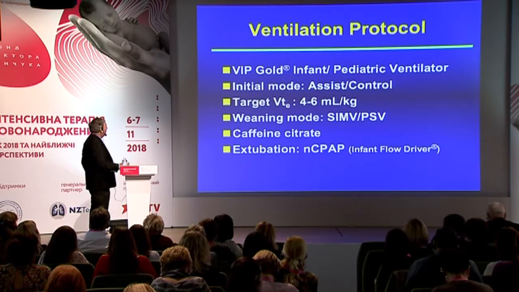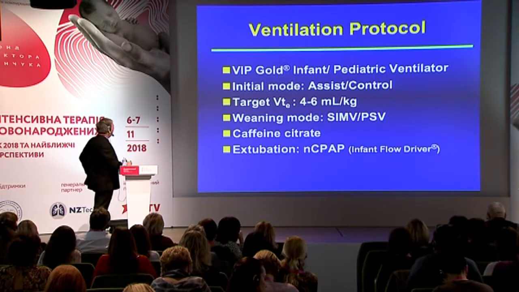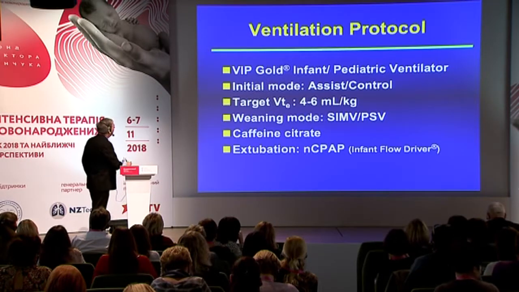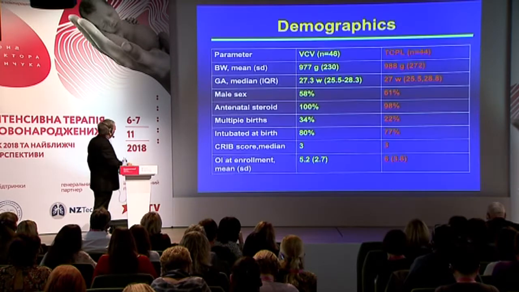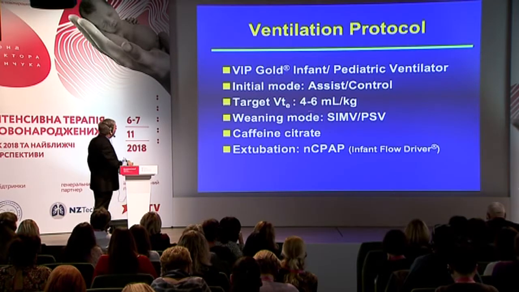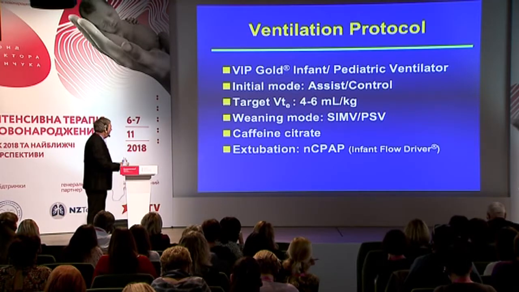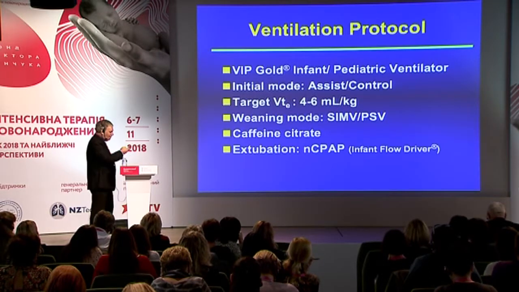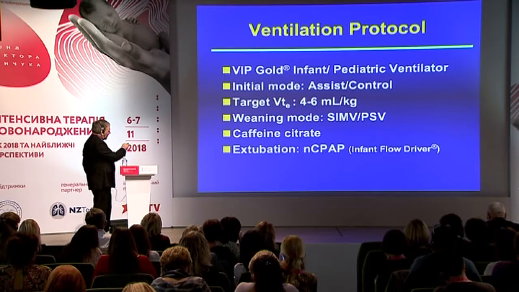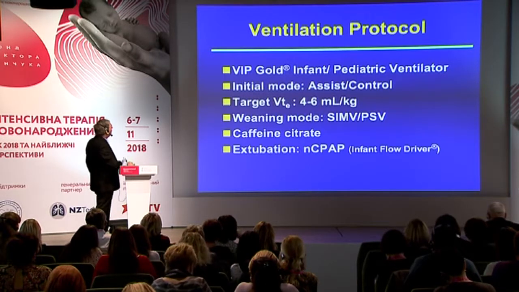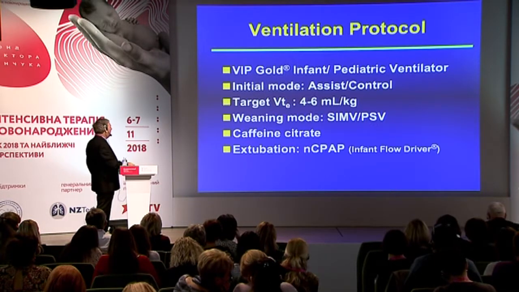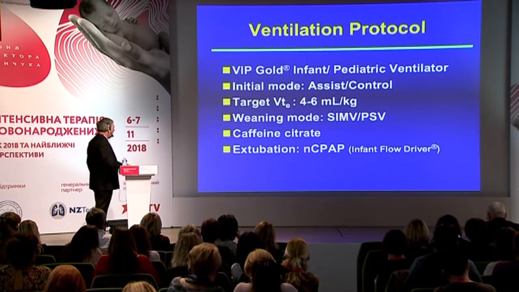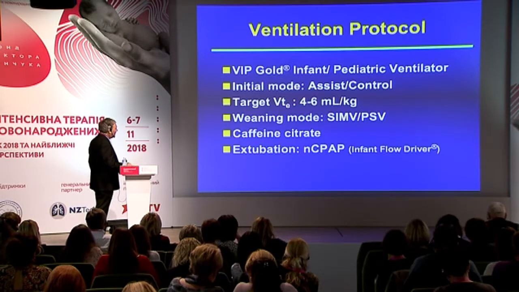The protocol was the same for both groups. We used the VIP Gold infant pediatric ventilator using the assist control modality. We targeted an exhale tidal volume of 4 to 6 milliliters per kilogram in both groups. And for weaning, once they had reached predefined criteria, the babies were switched to a combination of SIMV and pressure support ventilation. All babies were treated with caffeine citrate, and they were extubated to nasal CPAP using the infant flow driver.